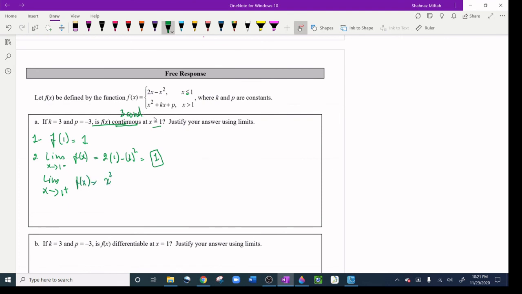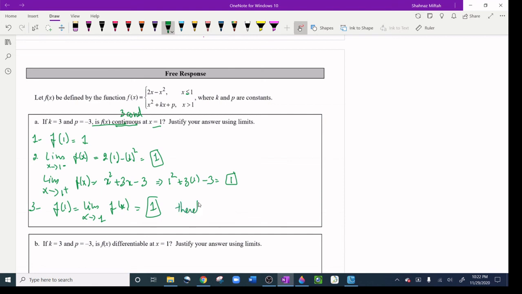Since they're already giving me the k and p values, I'm going to plug in x squared plus 3x minus 3 for p. And when we plug in that 1 here, I'm getting 1 squared plus 3 times 1 minus 3. They cancel out and I'm left with 1 again. So yes, I'm meeting all 3 conditions. The third condition says f of 1 is supposed to be equal to the limit as x approaches 1 from the left and right of f of x, and both of them equal 1. So it means the function is continuous.